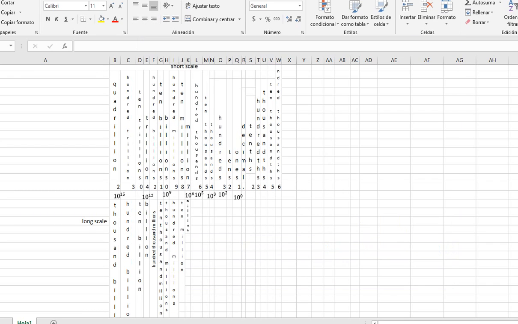Hello, this is a review concerning two scales of several large numbers, as we use in Mexico or in the majority of countries with Spanish speakers, the long scale, or the short scale that is mostly used in English speaker countries.